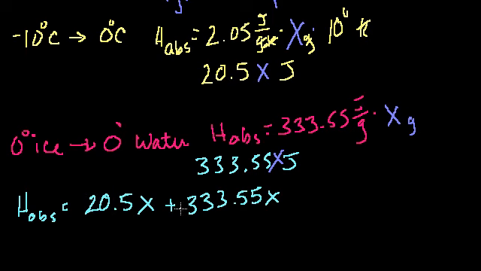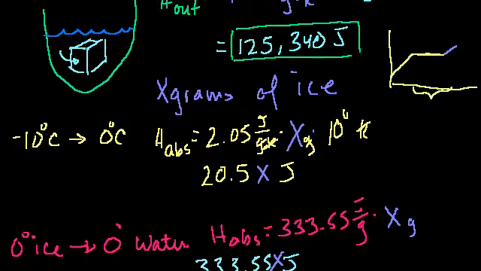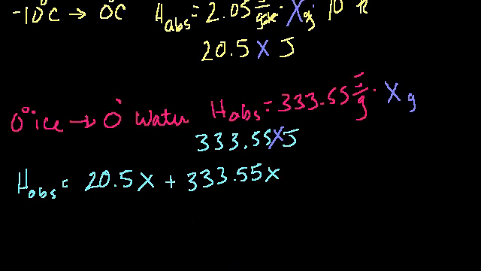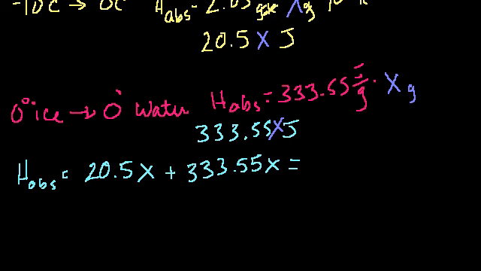Now, how much energy does it actually have to absorb? Well, it has to absorb all of the 125,340 joules of energy out of the water, because that's the amount of energy we have to extract from the water to bring it down to 0 degrees. So the amount of energy the ice absorbs has to be 125,340 joules. We can do a little bit of algebra here.